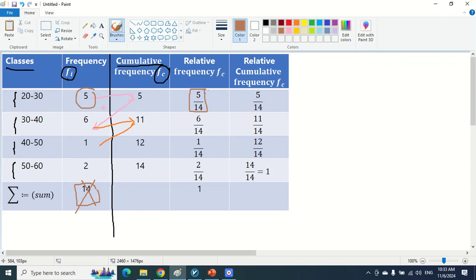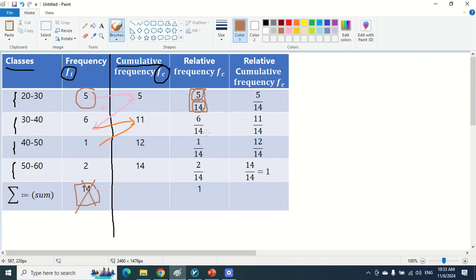One is about the frequency of that individual class. The second is the relation between the frequency of that class and the whole or entire space, meaning 5 over 14.